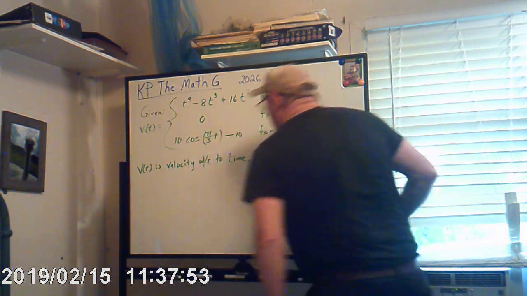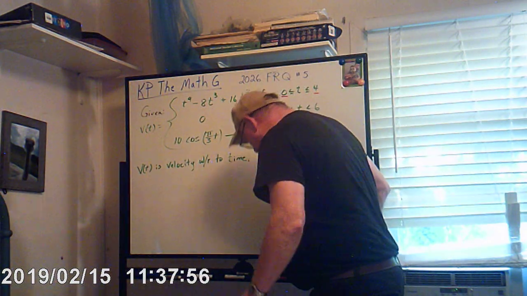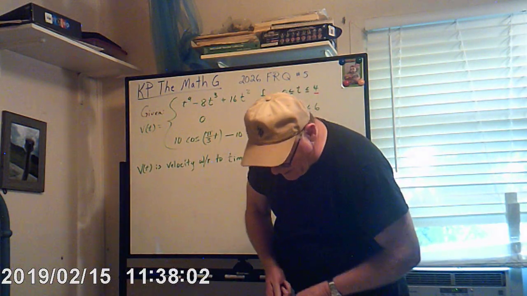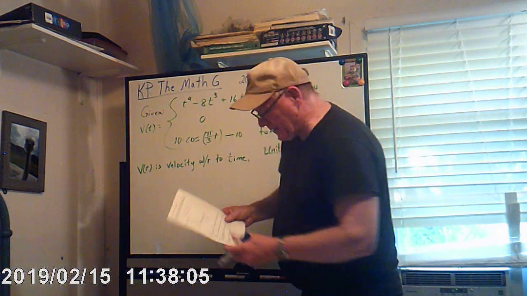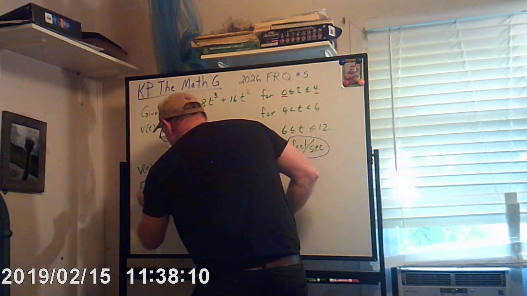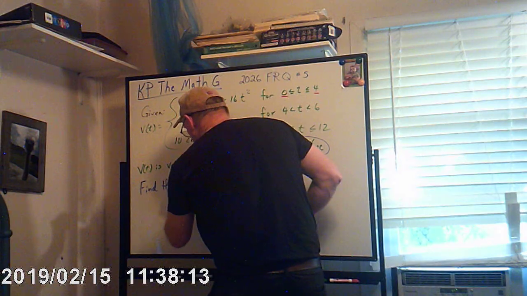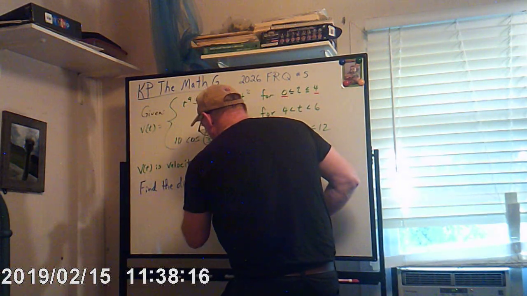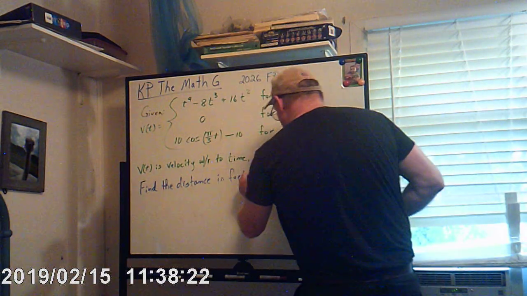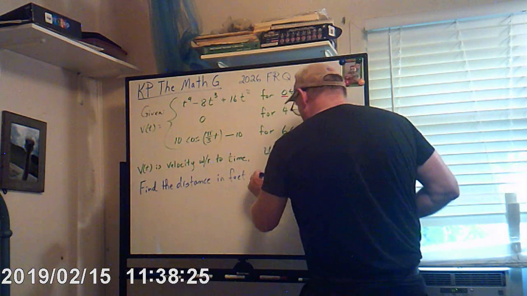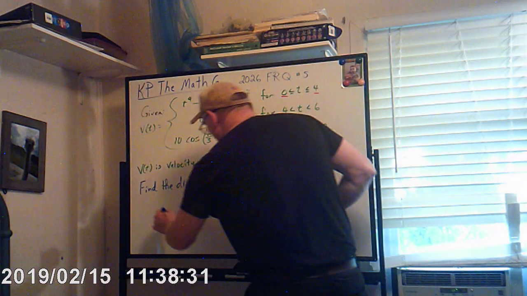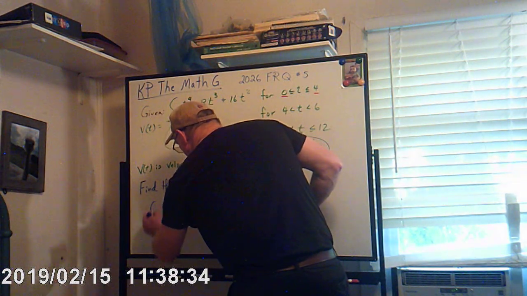I erased my problem, I erased my question, so let's write it down. It says find the distance in feet. And it's over this time period, so we're just going to abbreviate this a little bit. So t is between 0 and 4. So I know that I'm going to go from 0 to 4.